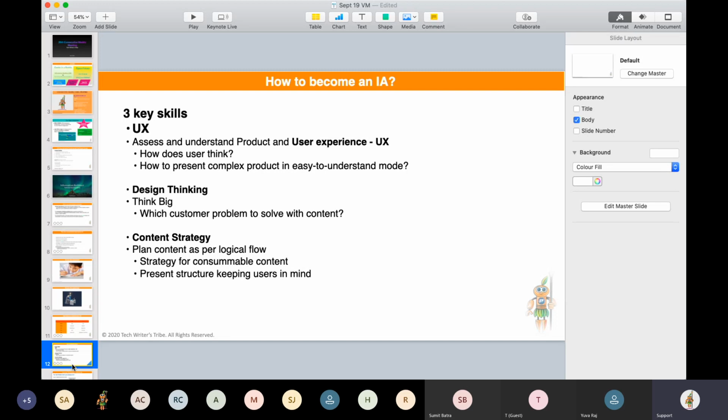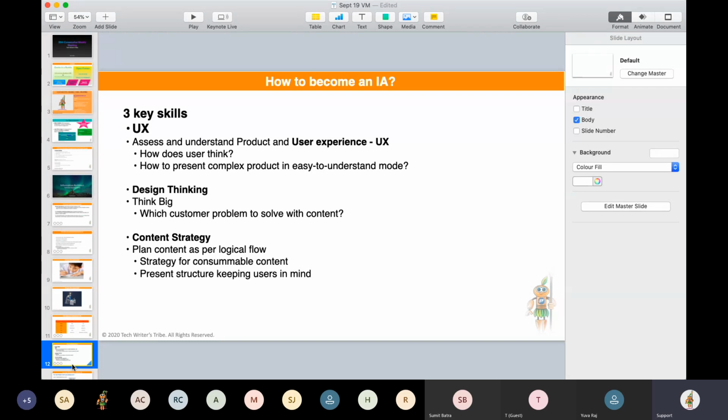The IA will explore the current customer experience and current expectations, get feedback, and based on that, the IA will plan how content can play a better role. So they will have to get into the shoes of the customers. They will have to think, how does the user or the customer actually think? How to present a complex product in an easy to understand mode. And when I'm saying present, it doesn't mean writing just a guide, but overall content presentation.